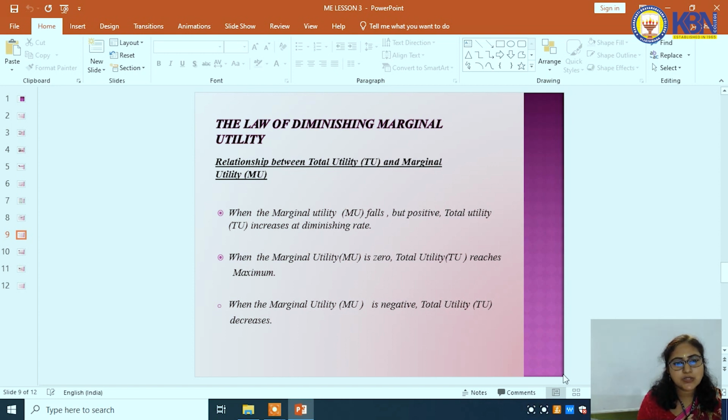When the marginal utility falls but MU is positive, we can notice that total utility, that is TU, increases at a diminishing rate. Secondly, when the marginal utility is 0, total utility TU reaches maximum. And at last, when the marginal utility MU is negative, total utility decreases.